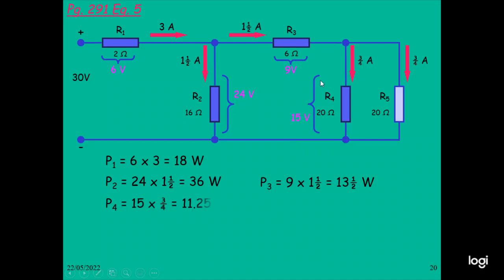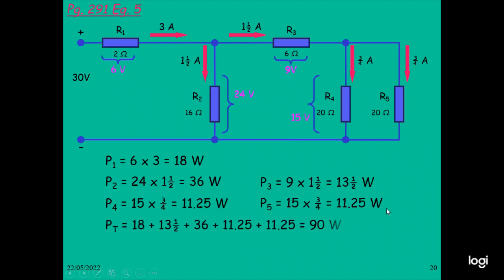P3 can also be calculated. In this case, our voltage equals 9 volt and current 1/2, you get 13.21. P5 also we need to calculate. In this case, our voltage is 15 volt and the current is 3.4, you get 11.251. Then you can calculate the total power. So you have to add all the power, P1, P2, P3, P4, P5. Then you can get this 91.